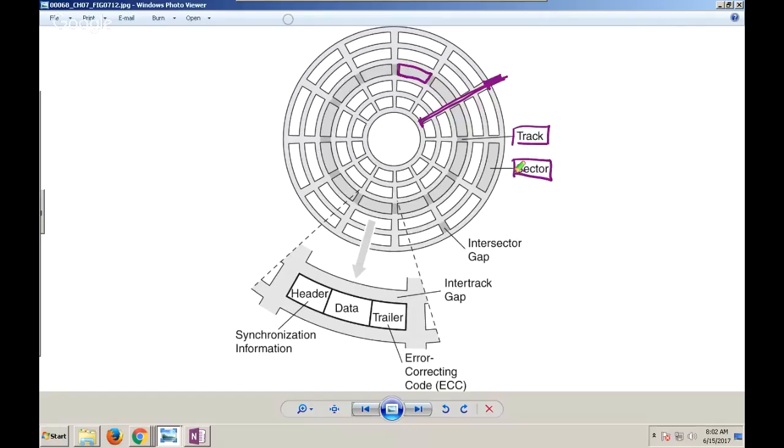Okay, so when we look at this hard drive, we wait for the track selection, then we wait for the sector. Okay, now sectors themselves are broken down into small pieces. Okay, well, 3 small pieces.